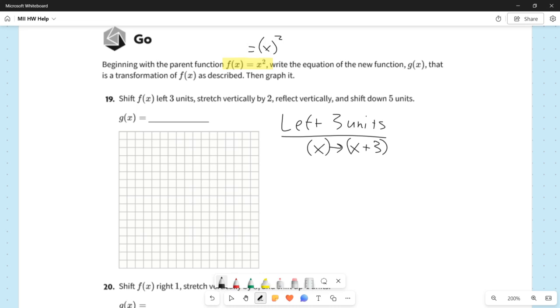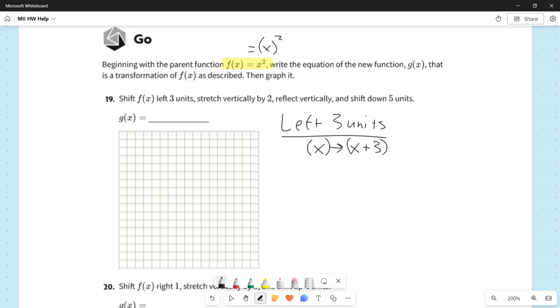With the parent function, those parentheses are unnecessary, and so we don't write them, even though they are technically there. In math, whenever we can get away with not writing symbols, we tend to do that because it simplifies things. But there is an invisible set of parentheses around that x. That's going to be important because when we start shifting this thing, and specifically when we go left 3 units and x becomes x plus 3, now we're going to need the parentheses.